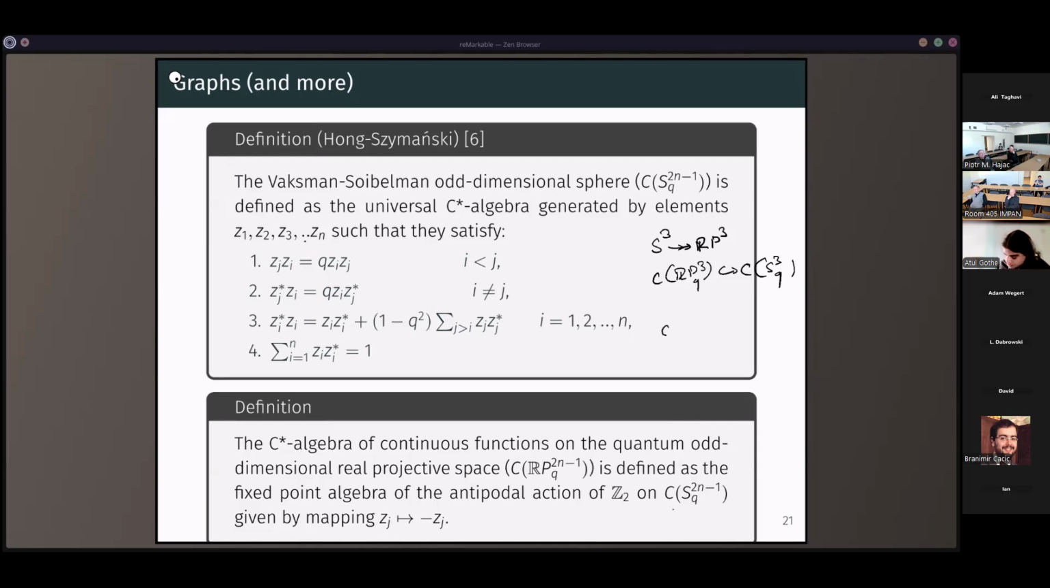So just to write down what you just said, this is just C of S_q^{2n-1} with the fixed points subalgebra under the U1 action. Or maybe 2n plus 1.